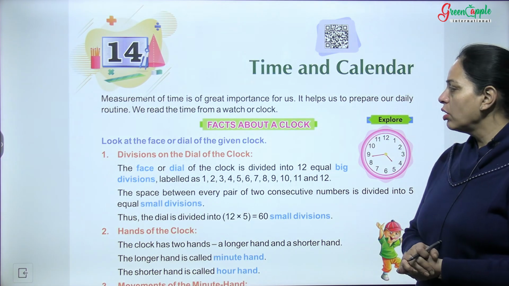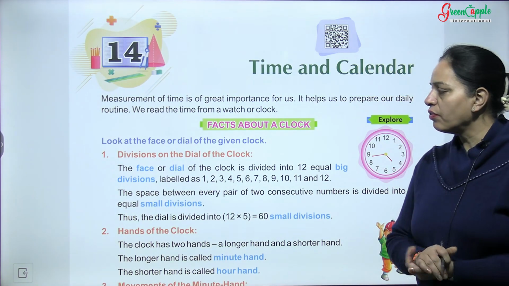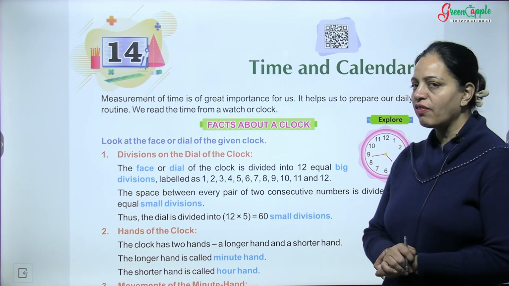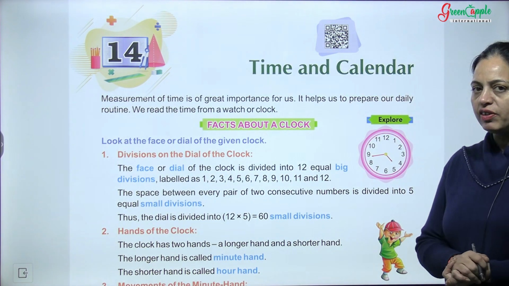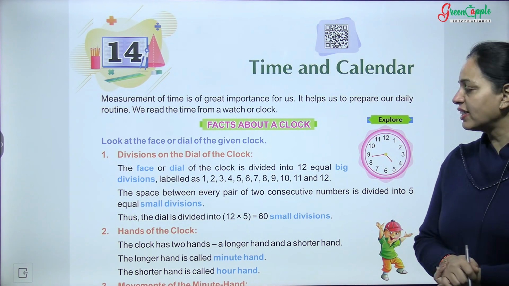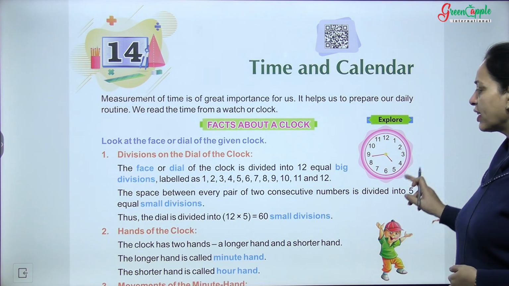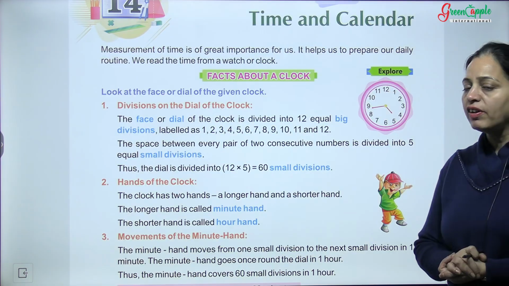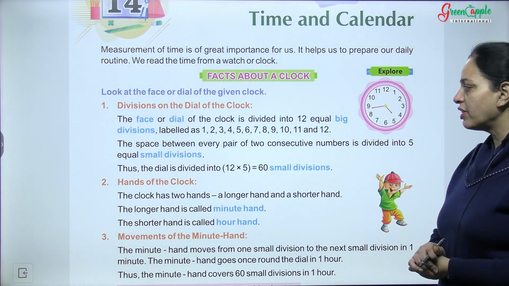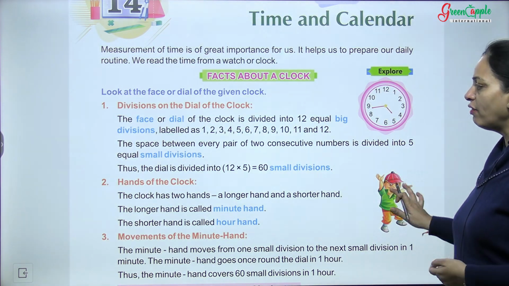Facts about a clock. Look at the face or dial of the given clock. You can see this clock. The first division on the dial of the clock: the face or dial of the clock is divided into 12 equal big divisions labeled as 1, 2, 3, 4, 5, 6, 7, 8, 9, 10, 11 and 12. And the space between every pair of two consecutive numbers is divided into 5 equal small divisions. So thus the dial is divided into 12 into 5, which is equal to 60 small divisions.